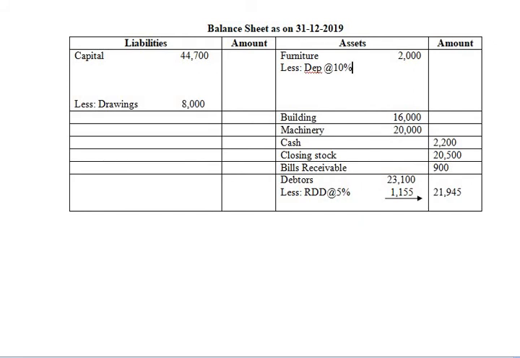On what amount will you give this? You will give this on 2,000. I'll just show the calculation here. 2,000 into 10% will give you how much? 200 rupees. So we'll write the amount here as 200 rupees. In the outer column it will be 2,000 minus 200, which is 1,800.